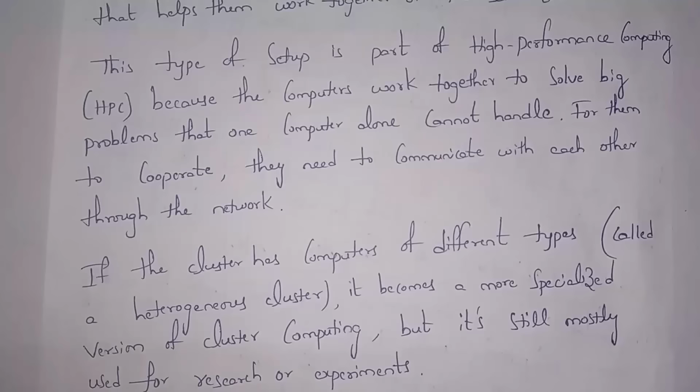And in order to solve large problems, all computers must communicate with each other. So each and every computer is connected to each other through a network, either wired or wireless. And in cluster computing, all computers are of the same type. If all computers are of different types, then we call it a heterogeneous cluster. For example, one computer is a laptop with high storage, high hardware and software, etc., whereas another computer is a small computer with basic software and hardware. This heterogeneous cluster is a specialized version of cluster computing. Mostly researchers will use this.